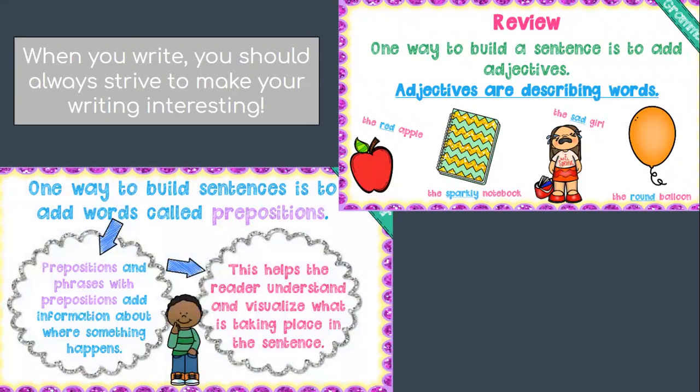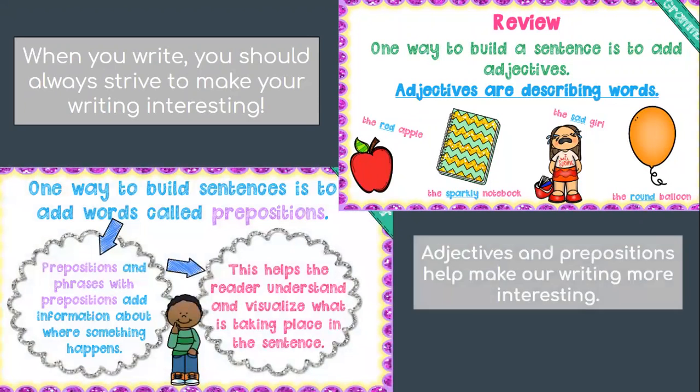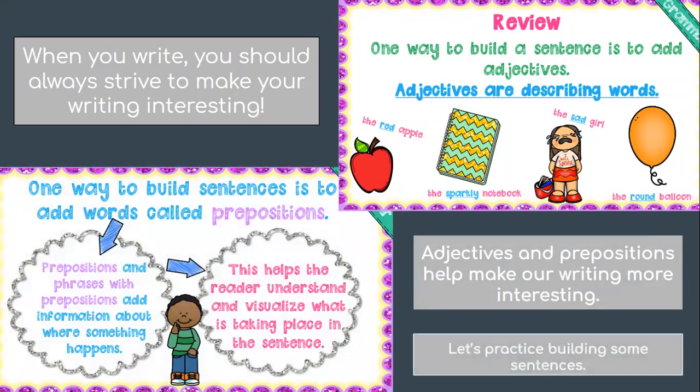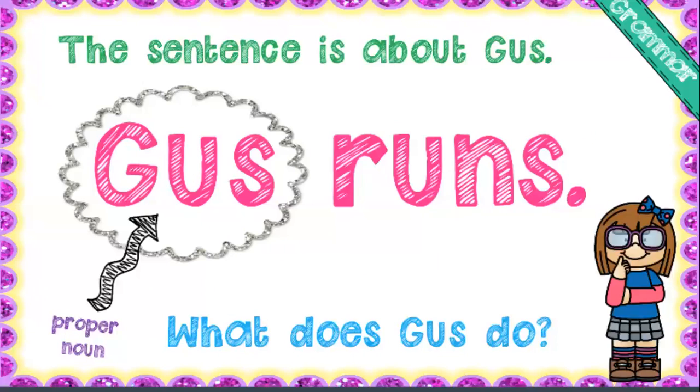Another way to build sentences is to add words called prepositions. Prepositions and phrases with prepositions add information about where something happens. This helps the reader understand and visualize what is taking place in the sentence. Adjectives and prepositions help make our writing more interesting. Let's practice building some sentences.